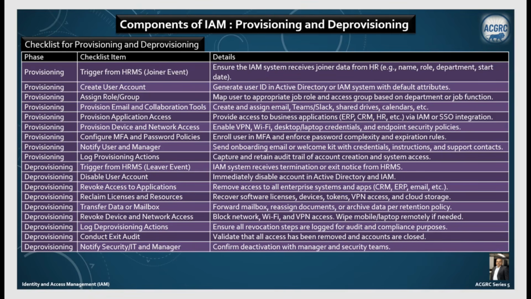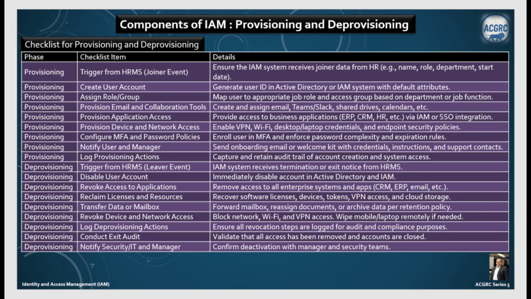Now let's look at a checklist for provisioning and deprovisioning. From a provisioning perspective, it triggers from HRM. This ensures the IAM system receives joiner data from HR. Then it generates an ID on Active Directory or the IAM system with default attributes. Then it maps users to the appropriate job role or access group based on department or job function. Then it creates and assigns email, Teams, Slack, shared drives, calendar, etc. Then it provides access to business applications, whether it is ERP, CRM, HR, etc., via IAM or SSO integration.